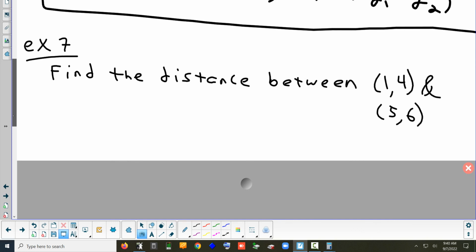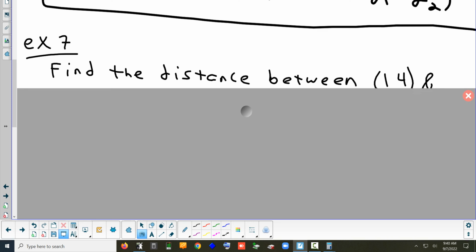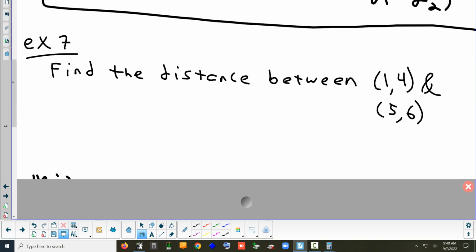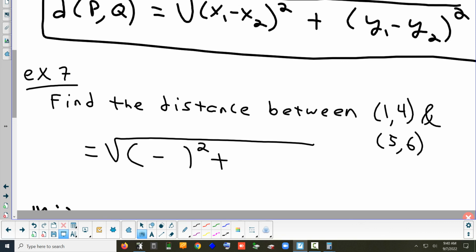All right, so let's try finding the distance between those 2 points: (1,4) and (5,6). Because the distance formula has a lot in it, it's got parentheses, it's got squaring, it's got square roots, I like to write down the whole formula first, so then I don't forget it. So distance is the square root. I'm going to subtract 2 things and square them, plus subtract 2 more things and square them. Now I won't forget any of the symbols. Now we fill it in.